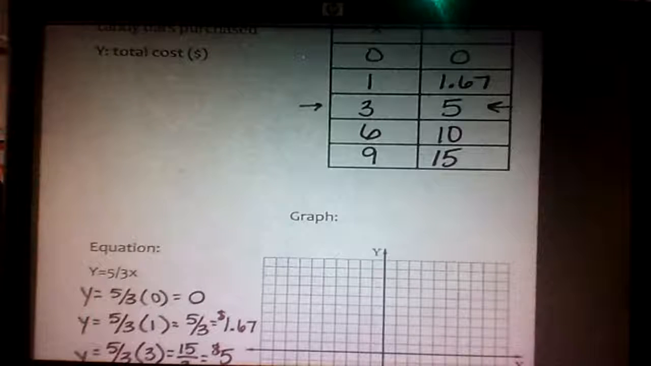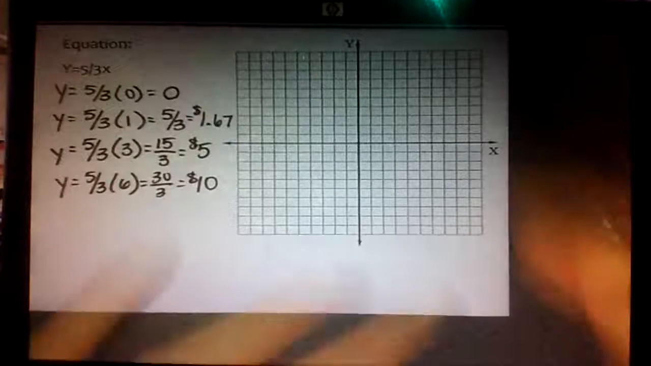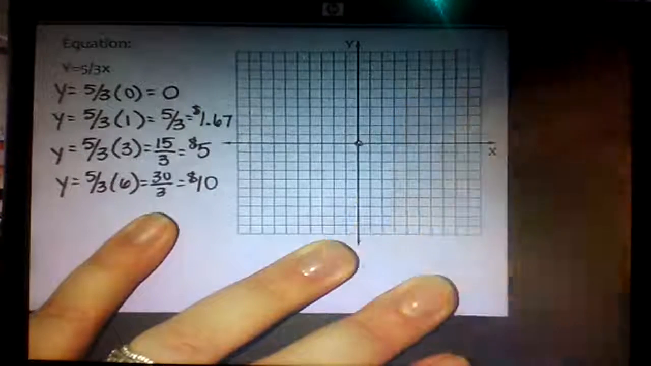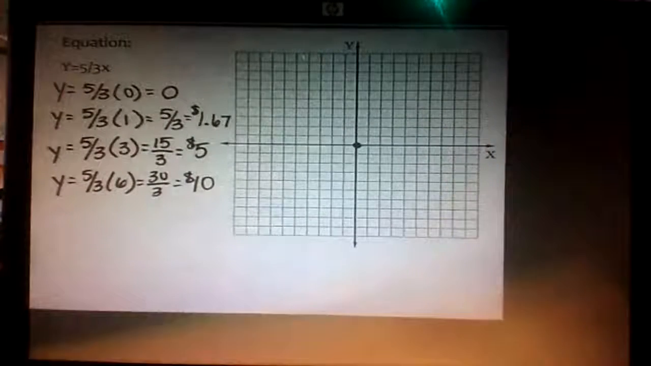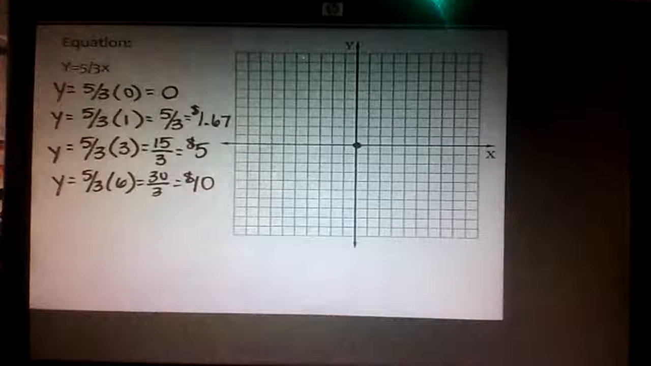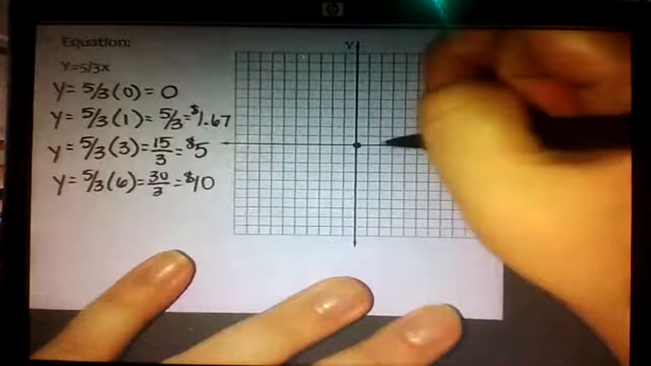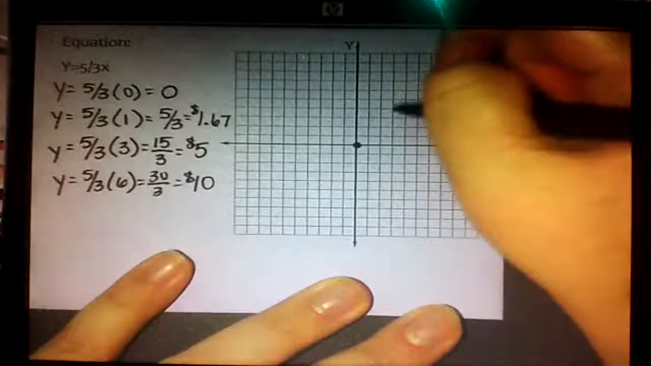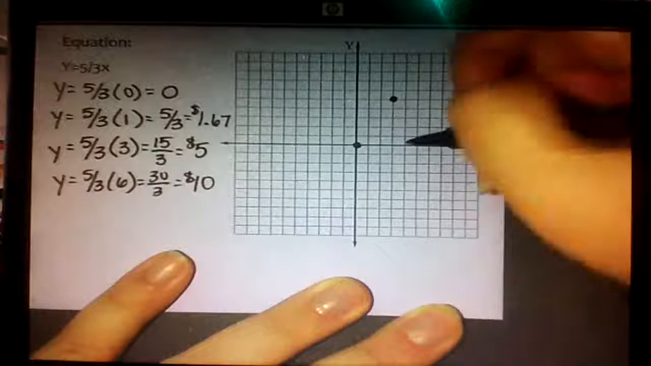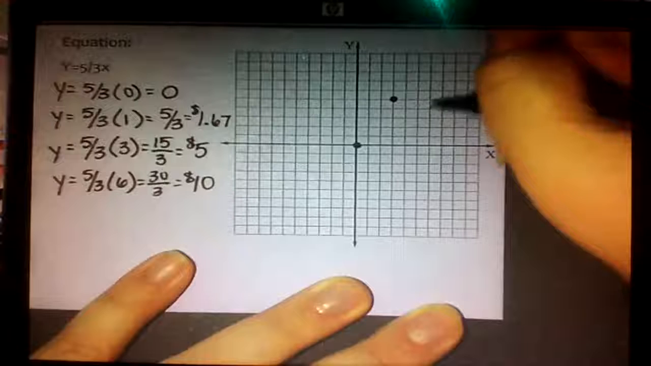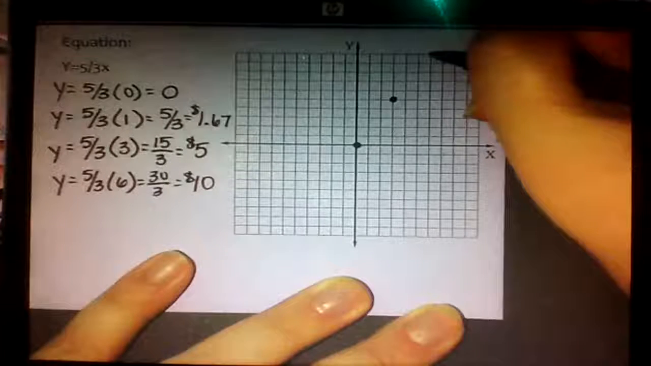Now that we have this table, how do I make myself a picture? We graph the points. So 0, 0 should be at the origin. Instead of graphing the ones that are decimals, the $1.67, let's graph the whole points that we have. So we know 3 candy bars means we're spending $5: 3, 4, 5. And we know that 6 candy bars, we're spending $10.